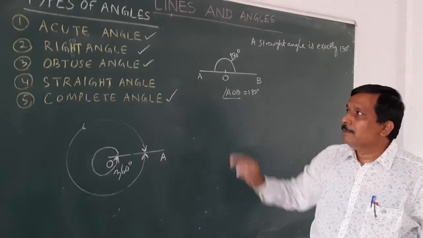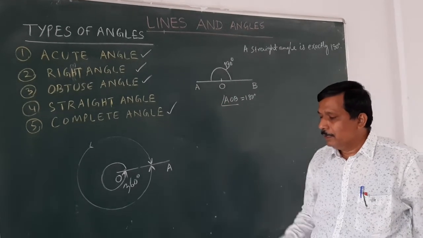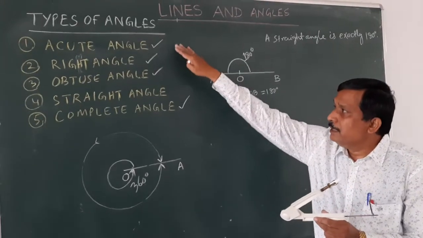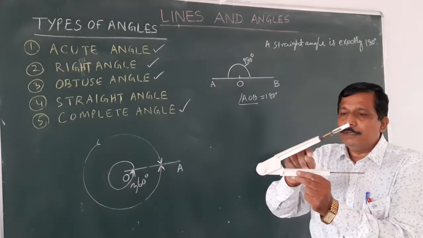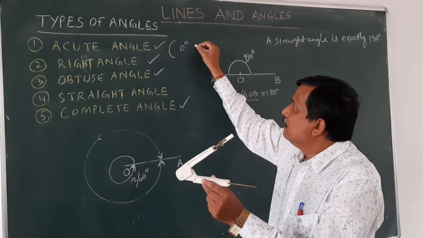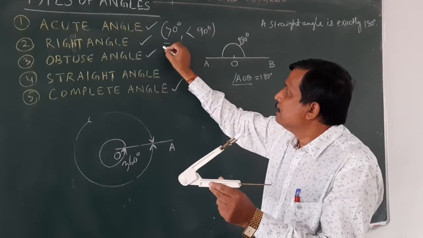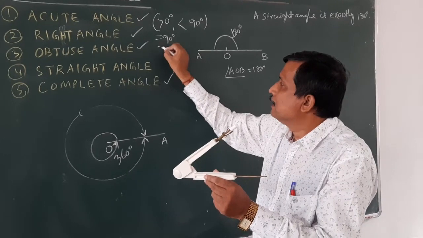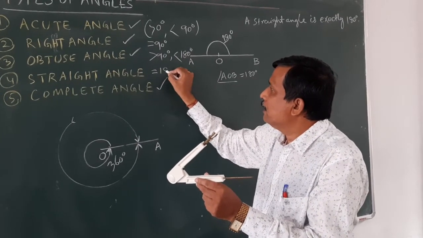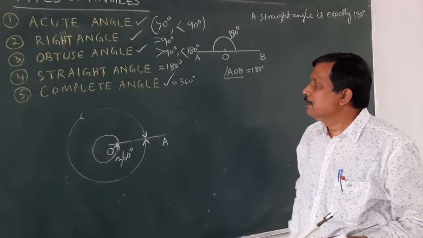So these are all the types of angles: acute angle, right angle, obtuse angle, straight angle and complete angle. You can see here, we can do an activity. These angles are in increasing order. Acute angle is greater than 0 degrees but less than 90 degrees. Right angle means exactly 90 degrees. Obtuse means greater than 90 degrees but less than 180 degrees. Straight angle is exactly 180 degrees. Complete angle is exactly 360 degrees. So all these angles are in increasing order.